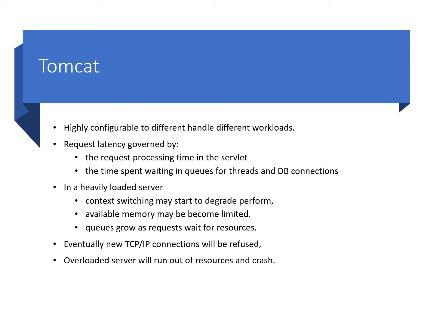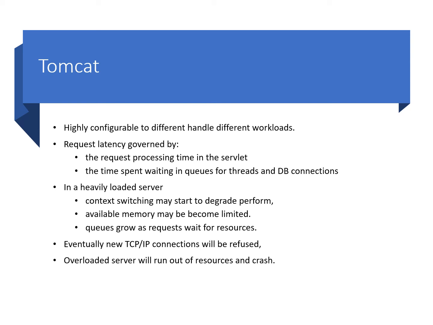The complete Tomcat container environment runs within a single JVM, and hence processing capacity is limited by the number of virtual CPUs available and the amount of memory allocated as heap size. Each allocated thread consumes memory, and the various queues in the request processing pipeline consume resources while requests are waiting. This means that the request latency will be governed by both the request processing time in the servlet business logic and the time spent waiting in queues for threads and connections to become available.